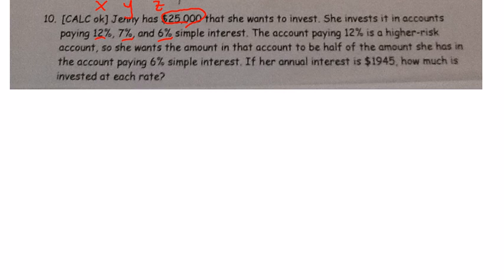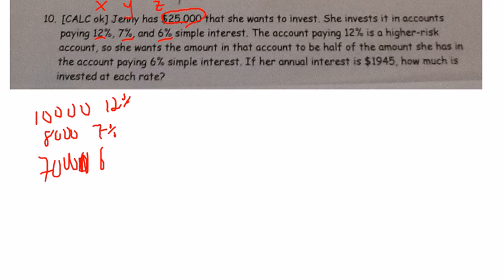And what that means is that, for example, she could do 10,000 in 12%, let's say 8,000 in 7%, and then what's left over there? 7,000? Oops, 7,000 in the 6%. And what that's going to do is add up to that $25,000.